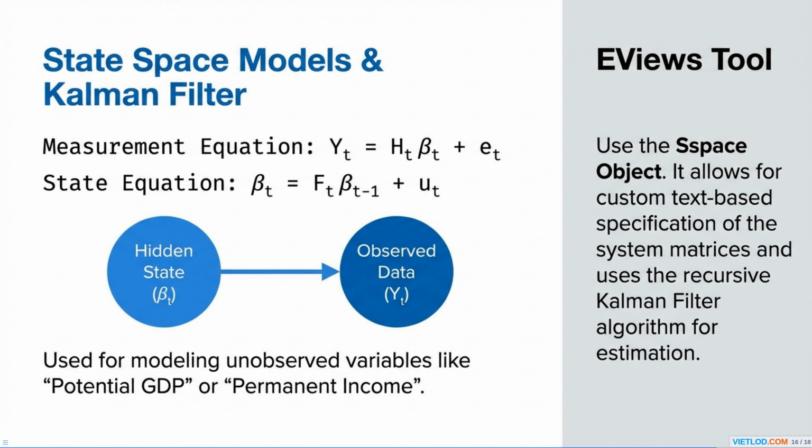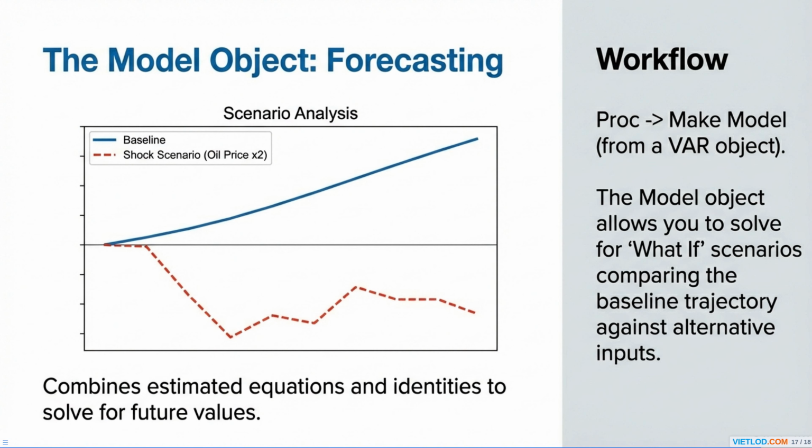State space models are a powerful framework for analyzing time series, especially when dealing with unobserved variables. They are defined by 2 core equations. The measurement equation, written as y_t = H_t η_t + ε_t, connects the observed data, y_t, to the underlying hidden state, η_t. The state equation, η_t = F_t η_{t-1} + u_t, describes how this hidden state evolves over time.